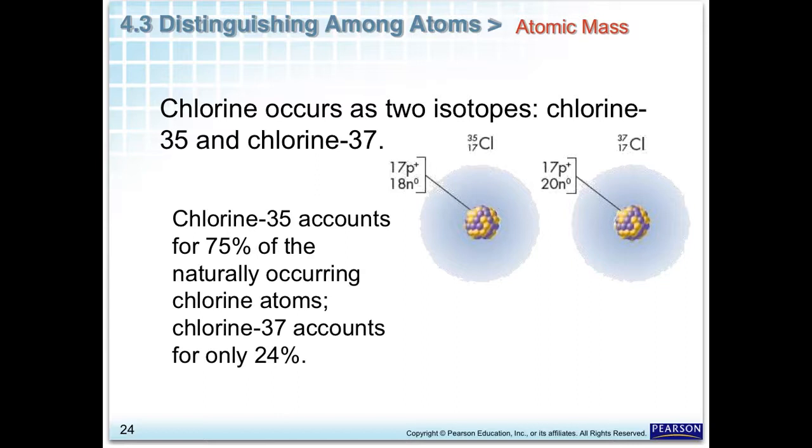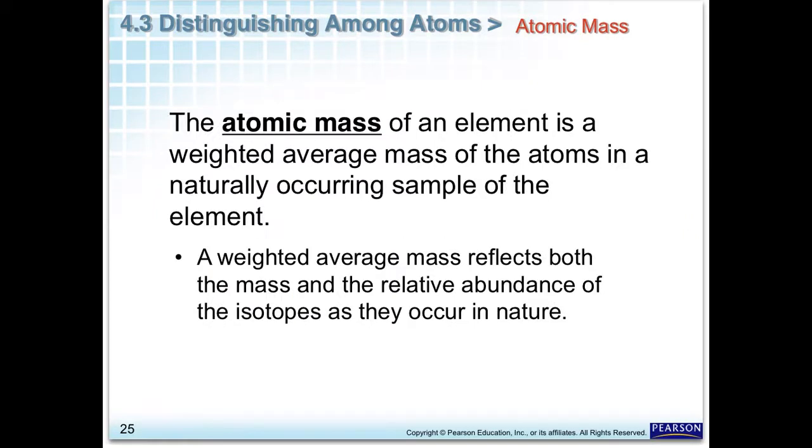Well, what we need to take into account is that these 2 isotopes do not occur in nature in the same percentage. Chlorine-35 is about 75% of the naturally occurring chlorine, whereas chlorine-37 only accounts for about 24%. So if I were to pick up a random chlorine atom, about 75% of the atoms are chlorine-35, and only 24% of them are chlorine-37. So if I were to scoop up a whole handful of chlorine atoms, I would not have equal numbers of the two different isotopes. So the average mass is not just a straight average.